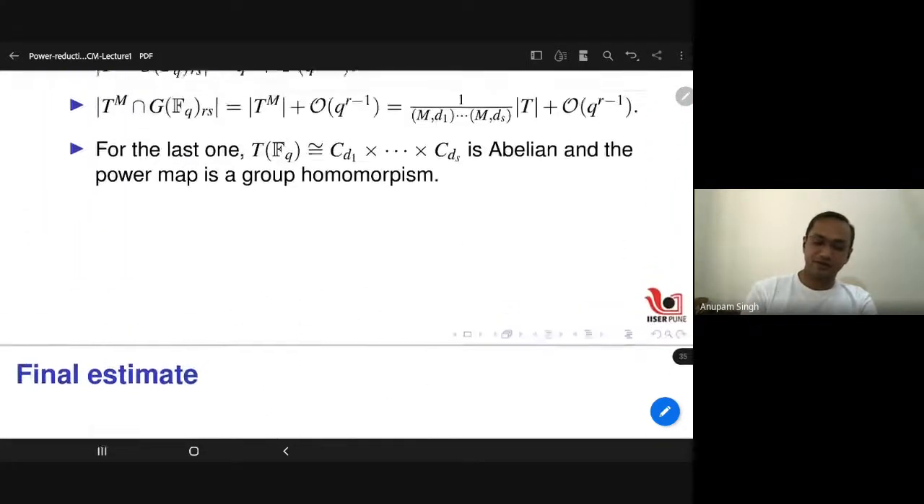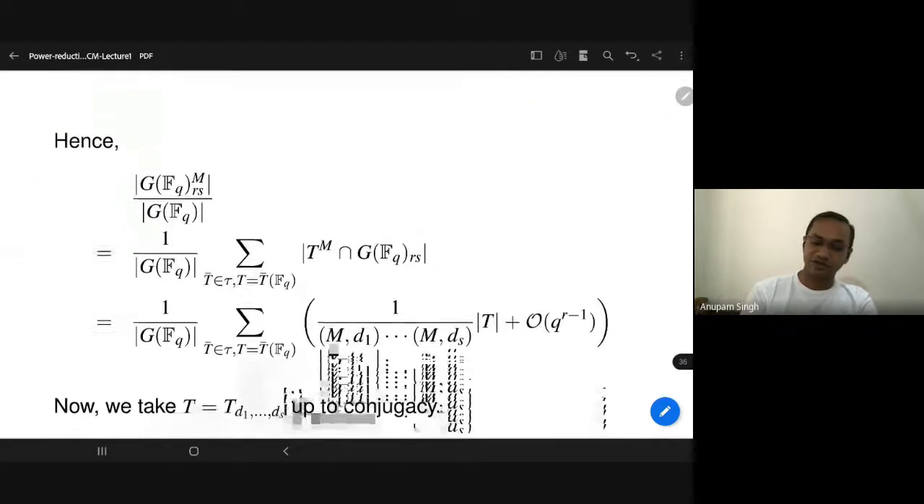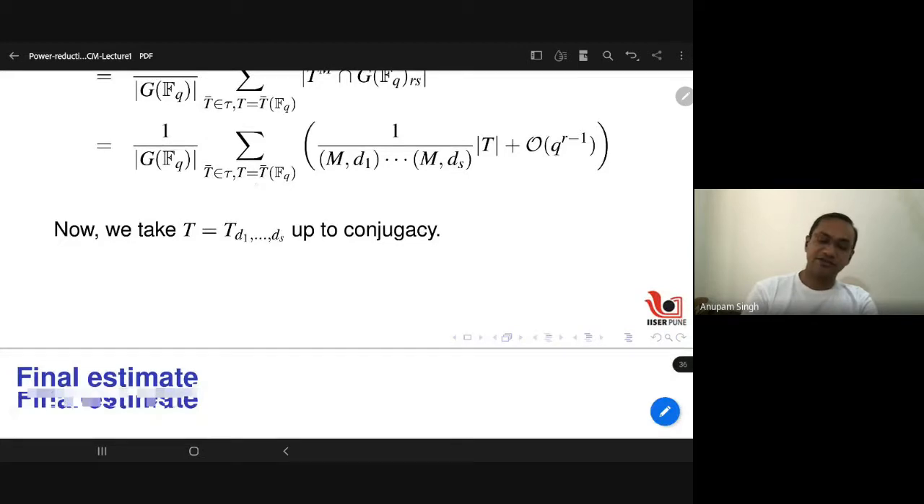But this estimate I have got here is this quantity T by MD1, MD2, MDS plus OQR minus 1. So I just substitute that here. And once I substitute that here, this sum is over all maximal tori. So now I want to reduce it to up to conjugacy.